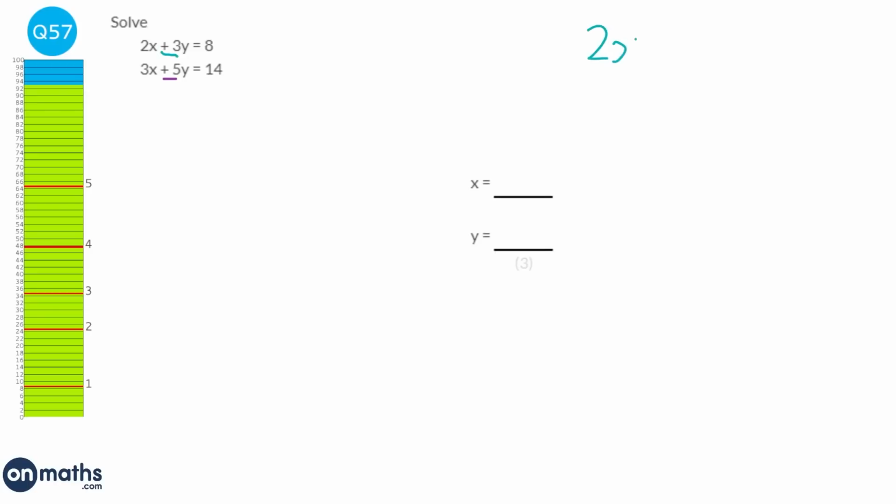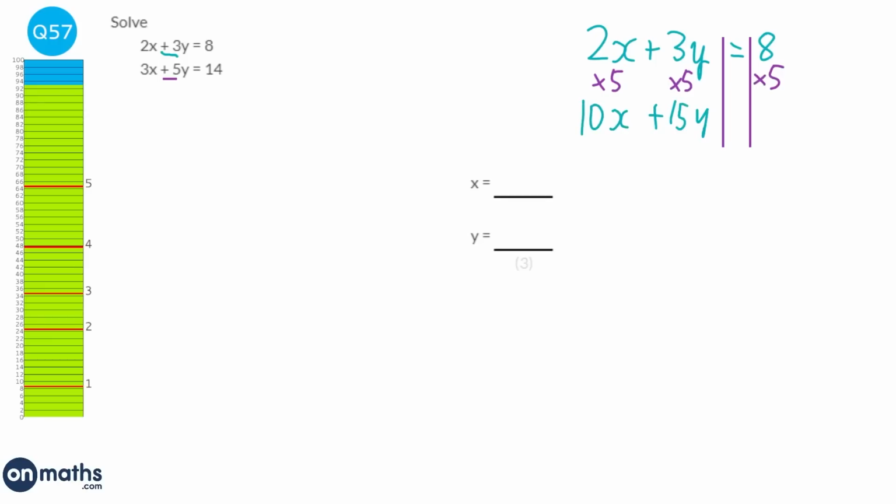So I'm going to write out the first equation again, and get my lines in, because I'm going to times everything by 5 to make the coefficient of the y to be 15, because that's what we've decided to do. So we've got 10x plus 15y equals 40.